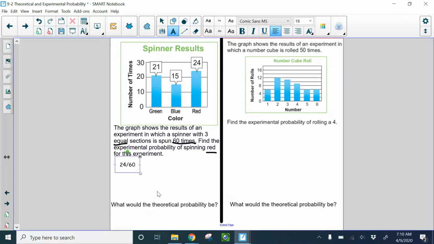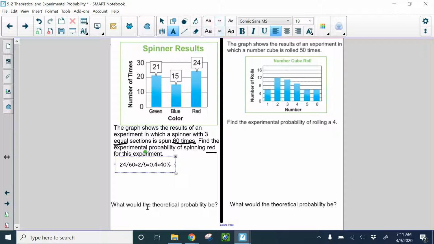However, I always want to simplify that down. When I divide top and bottom both by the greatest common factor of 12, I would get 2/5. So I have a 2 out of 5 chance of getting red based on what actually happened when I did my experiment. Sometimes it's easier to convert these to decimals by doing 2 divided by 5, or to turn that decimal into a percent when I want to be comparing multiple things together. So I'm going to convert this to 40% just for ease of looking at it.